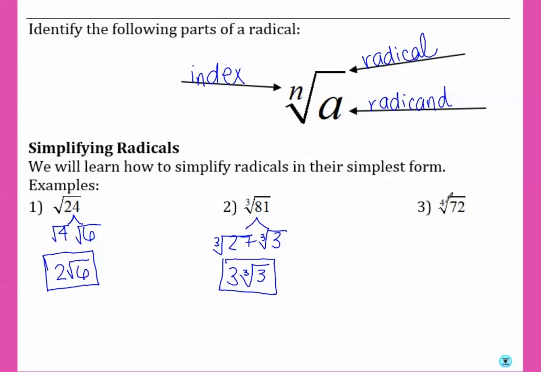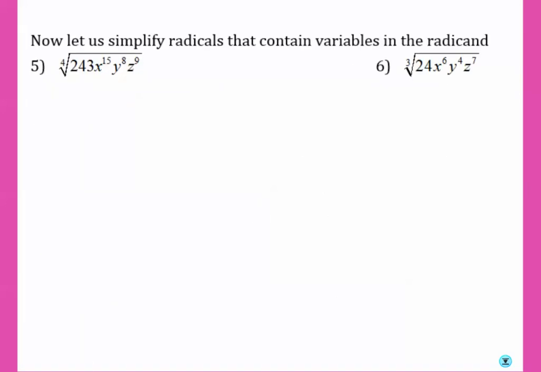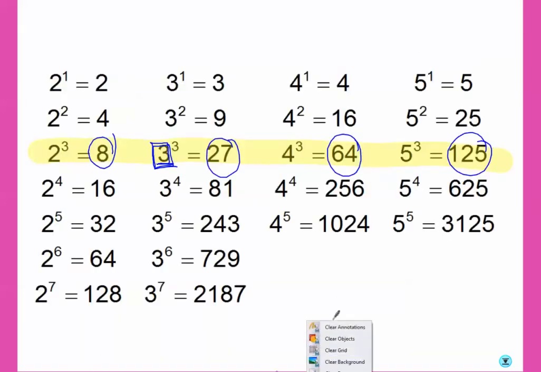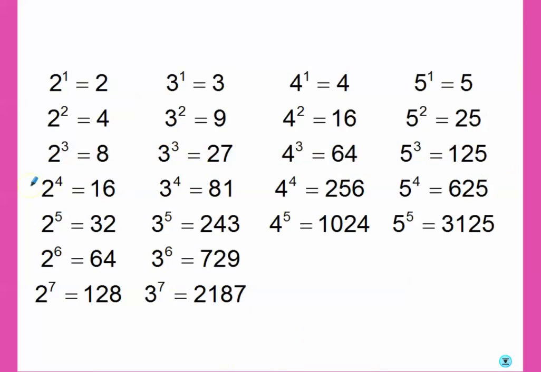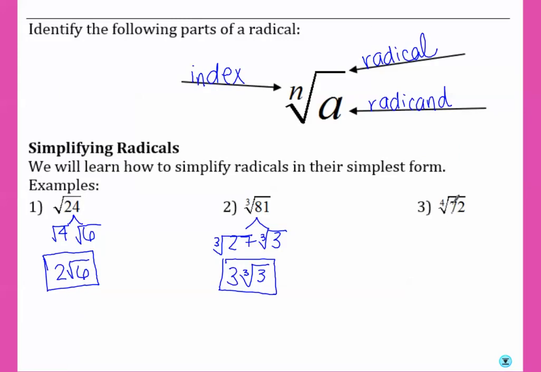In number 3, since we're dealing with a fourth root, we need to find a fourth power that 72 is divisible by. These 3 are all bigger than 72, so they're not divisible by that. Is 72 divisible by 16? 16 does not go evenly into 72, so that means this can't be simplified, so we're just going to leave it as the fourth root of 72.